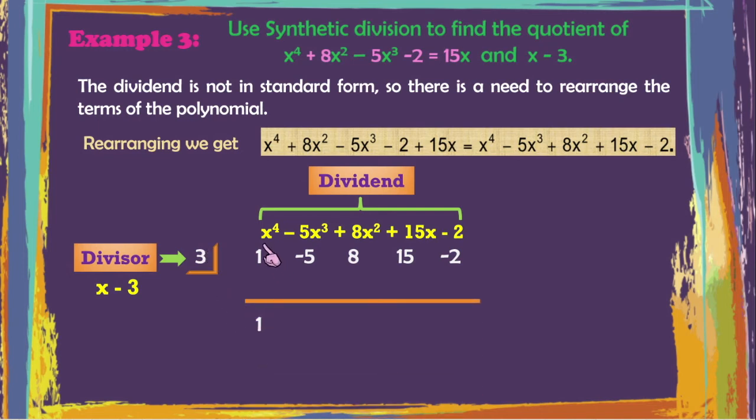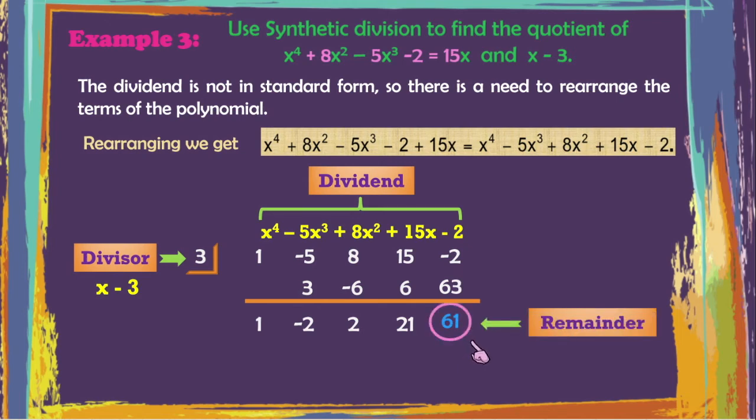So first step, bring down 1, the first term of the dividend, and then multiply that with the divisor. 1 times 3, that's 3. And then add. This is negative 2. Negative 2 times 3, that will be negative 6. 8 plus negative 6 is 2. 2 times 3, that will be 6. Add this, you get 21. 21 times 3, that is 63. Add, we get 61. This 61 here is our remainder.